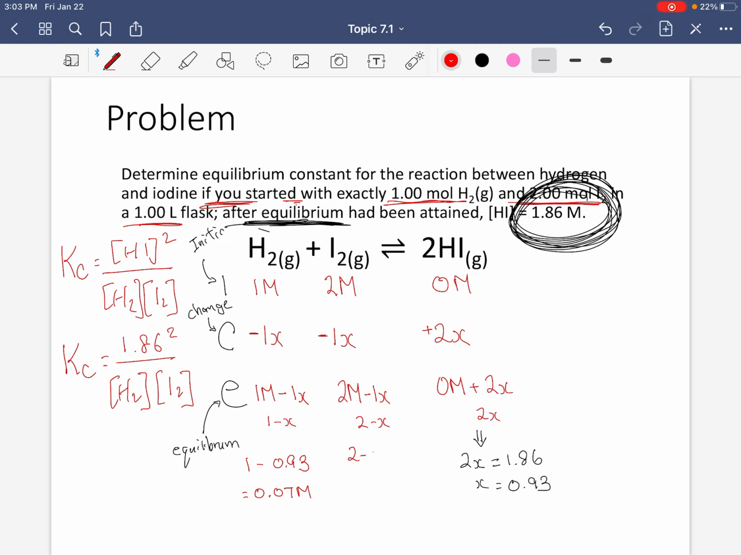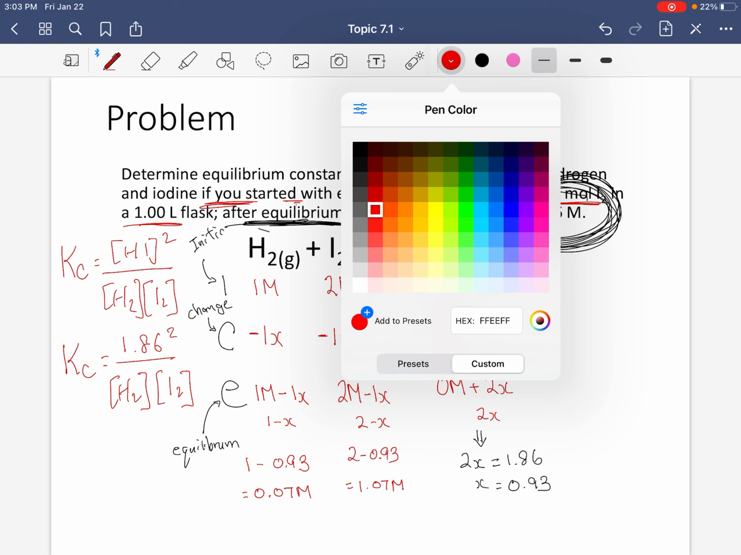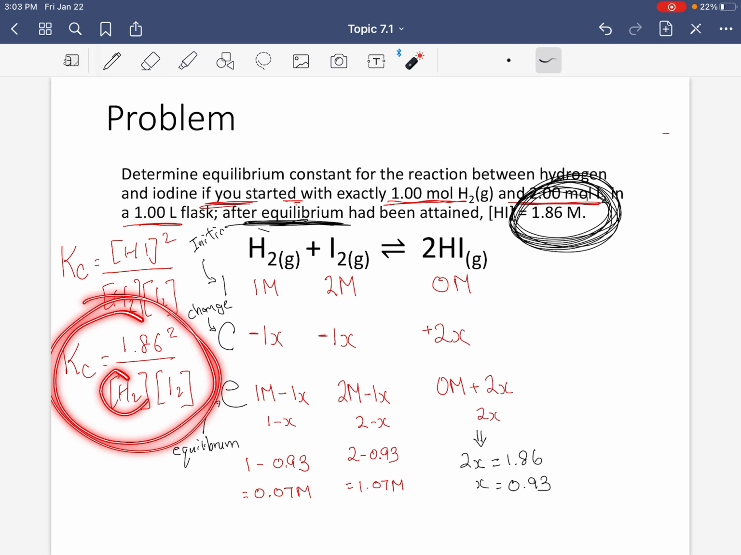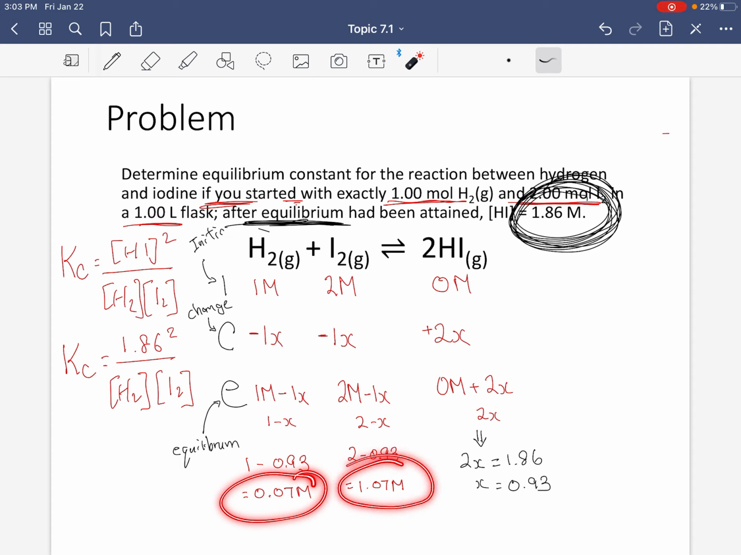2 minus 0.93 is 1.07. This is beautiful. Because right now, I can go back and finish my question, which I already started, but I had trouble getting these guys. But now I have these guys because I know at equilibrium what they're going to be. And it makes perfect sense if you think about it.